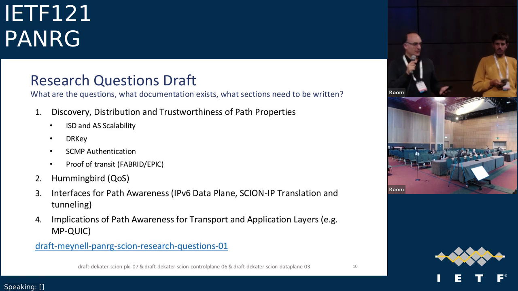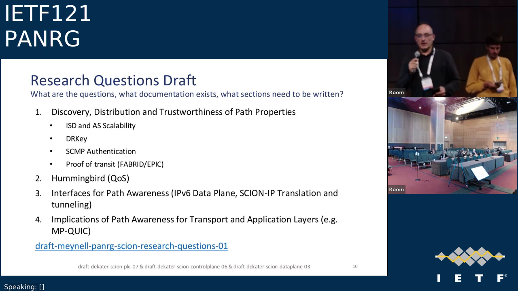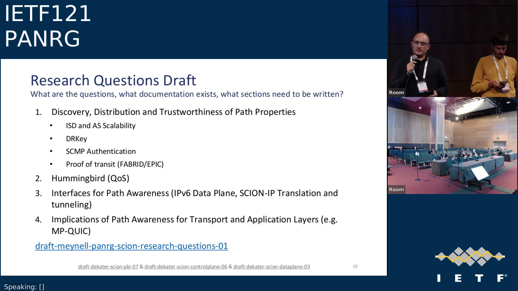SCMP, again mentioned by Nico, has been specified. Currently it's in the data plane draft, but that will move to the control plane draft. But it's actually unauthenticated at the moment, so there is potential for forged messages in that scenario. So we're also looking at authentication for SCMP.